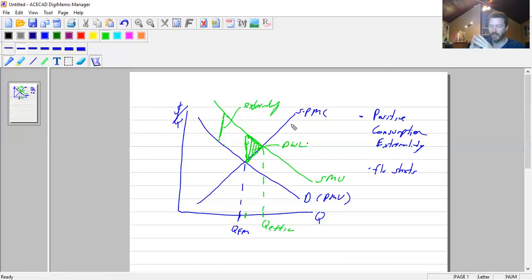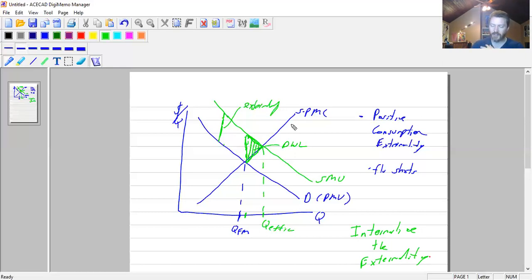Now in our book, actually it's in our book, but I'm looking at my notes. In the notes, you see we have this term, internalize the externality.